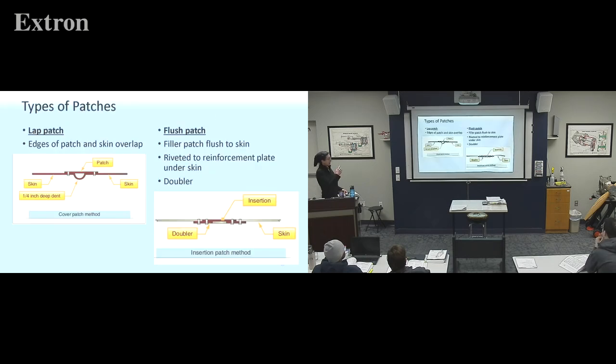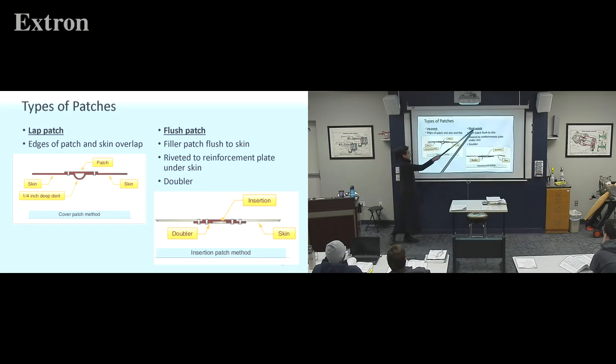So here are the 2 types of patches I was talking about. So the lap patch or scab patch, here is our original skin, and it didn't get a hole punched through it, but it got booped, and now you have a big dent. And the patch just lays right over top with rivets around the edges.